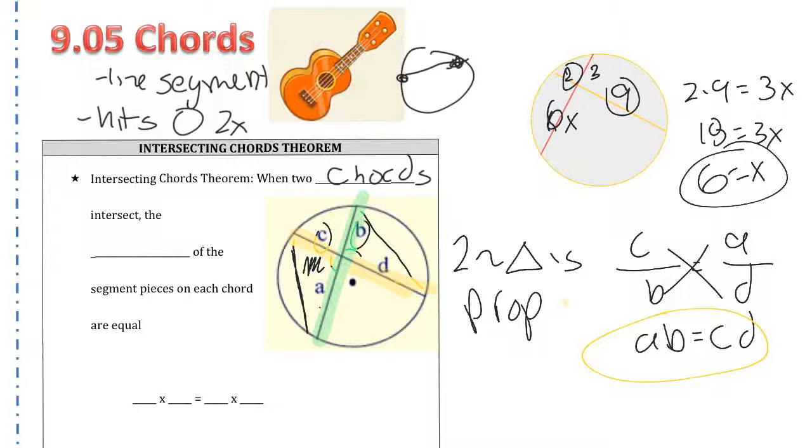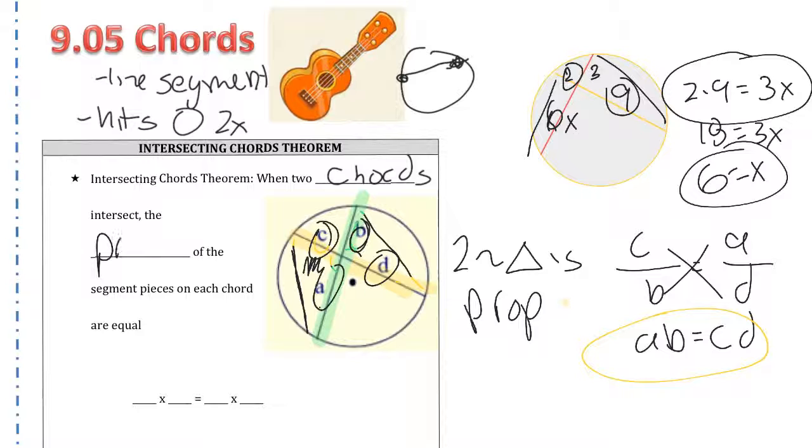So basically, it's just because we have two similar triangles and we could set up a proportion, but it ends up being a shortcut that the two pieces of the same line being multiplied equal the two pieces of the other line being multiplied. So when two chords intersect, the product, because we're multiplying, of the segment pieces on each chord are equal. So A times B equals C times D.